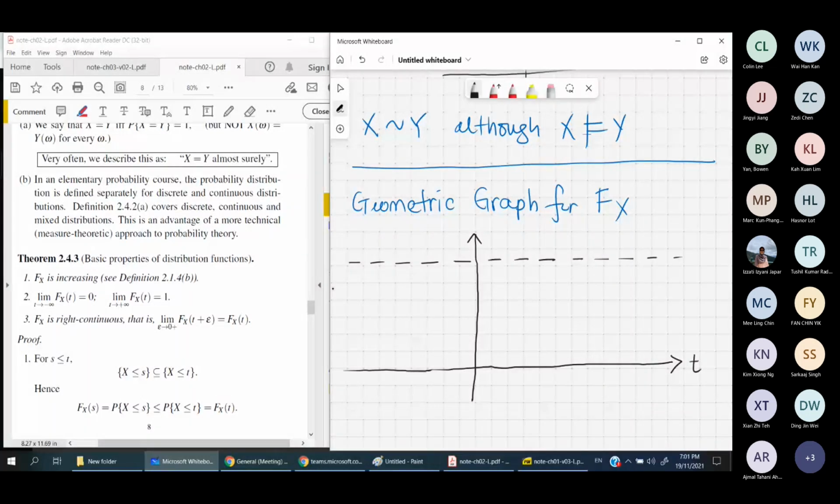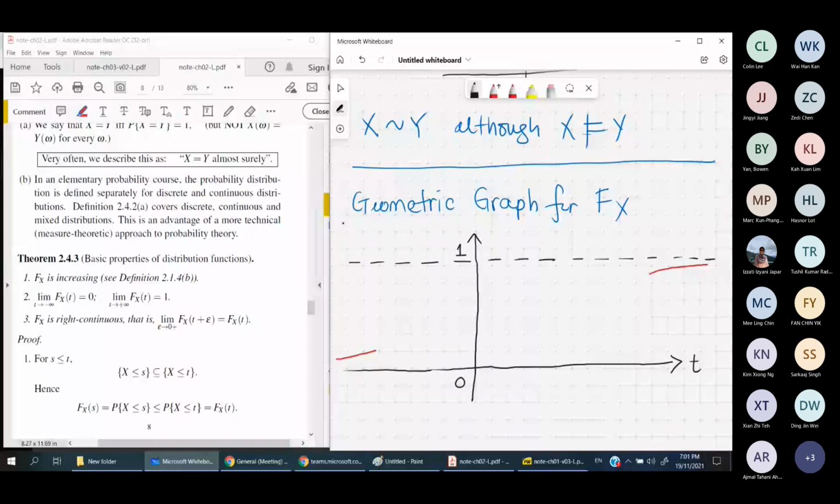So this is the value 1, this is the value 0. So it's always in between here. When you go to negative infinity, the value goes to 0, so when you go here, you will be close to 0. When you come to here, it will approach 1, but it might touch or it might not touch. So the graph looks like that.